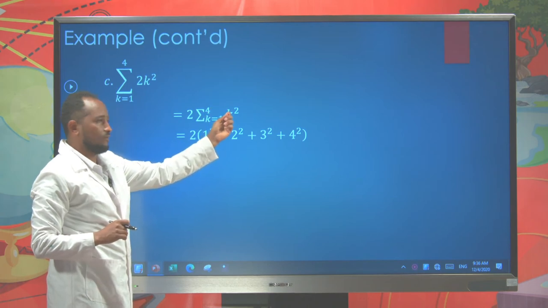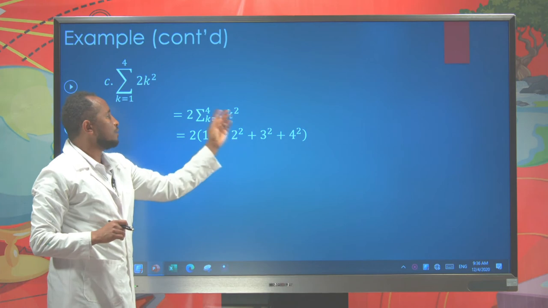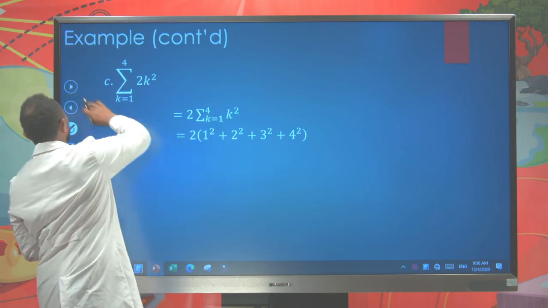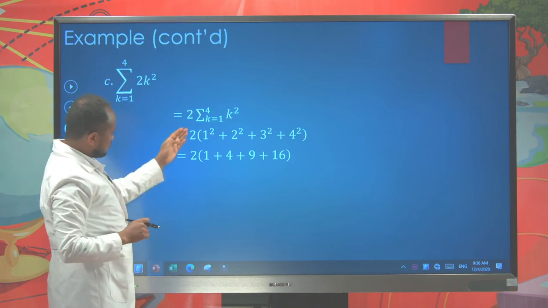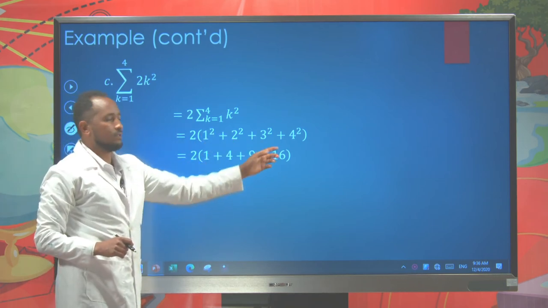So the summation of k squared, where k starts from 1. You put 1 in first, so 1 squared. When you put 2, it is 2 squared, up to the 4th term, it is 4 squared. So this will be equal to 2 times, 1 squared is 1, 2 squared is 4, 9, and 16.